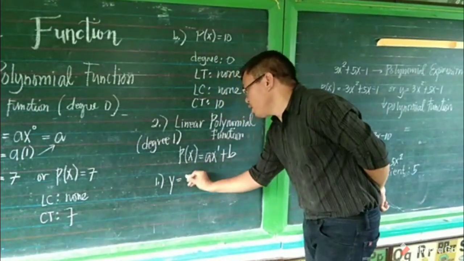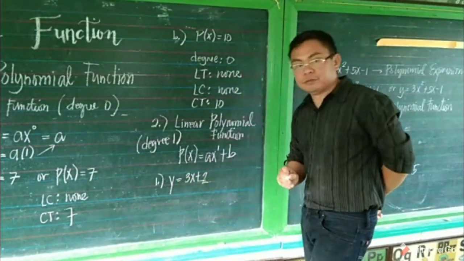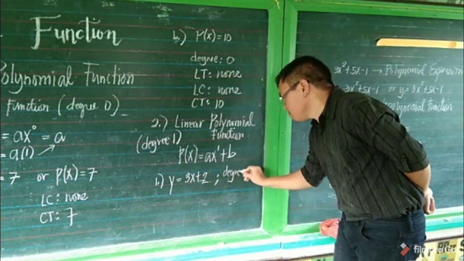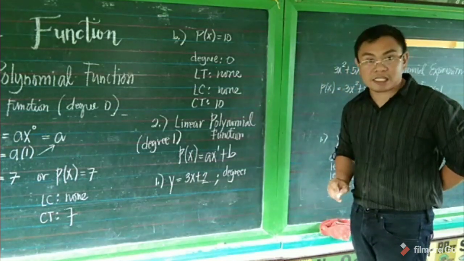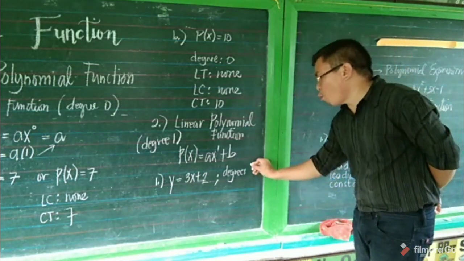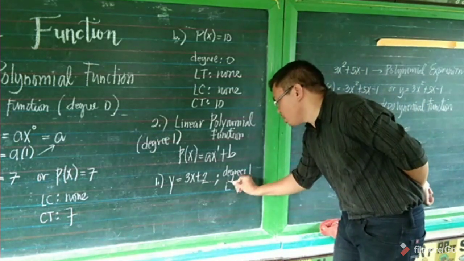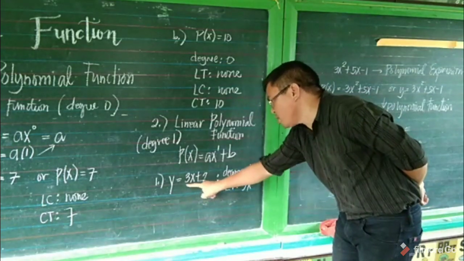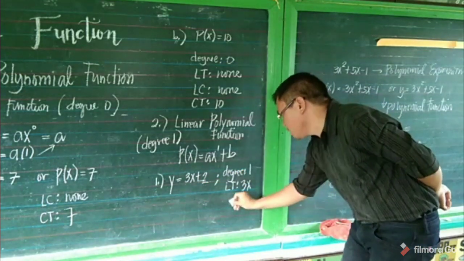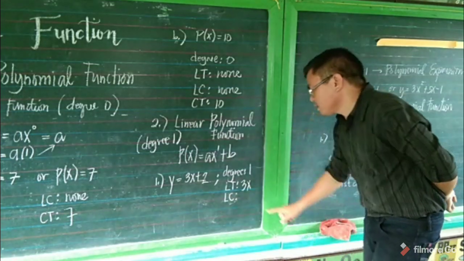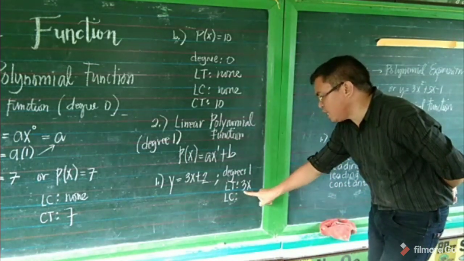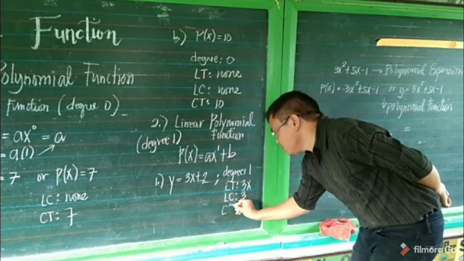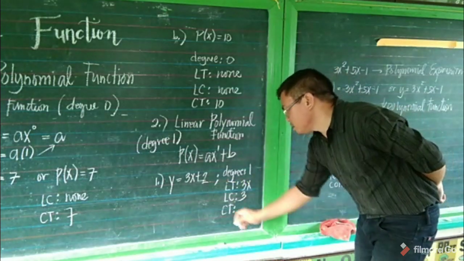y is equal to 3x plus 2. So what is our degree? What is the highest exponent of x? The highest exponent of x here is 1. So our leading term is 3x. So it is the term with the highest exponent. So it's 3x. And our leading coefficient is the numerical coefficient of our leading term. Therefore, that is 3. And our constant term is 2.